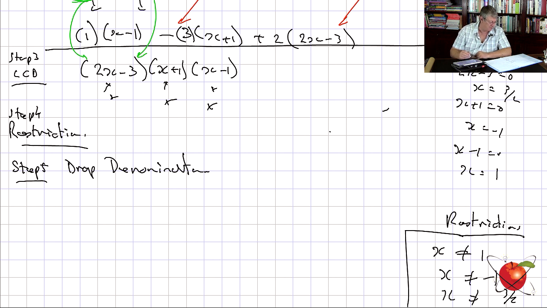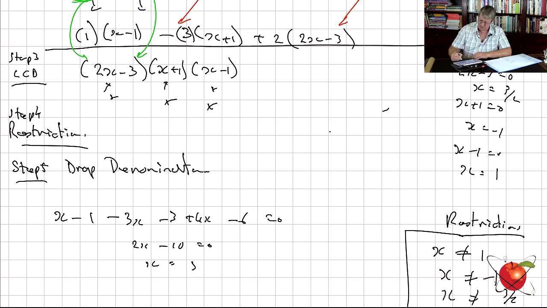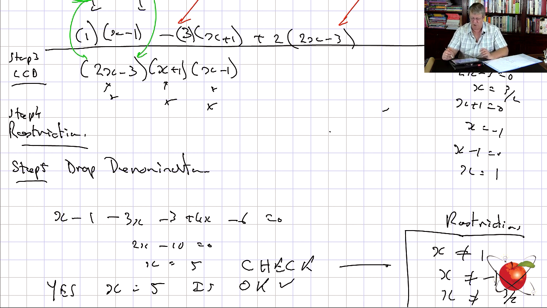Now, quite straightforward. Basically, we just multiply out to the top, okay, which leaves us with x minus 1 minus 3x minus 3 plus 4x minus 6 equals 0. And we solve: 2x minus 10 equals 0, x equals 5. Right? Now, check. Yes, x equals 5 is okay. It's a solution to the problem.